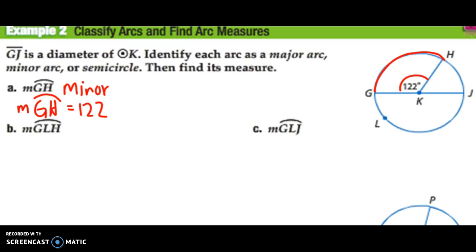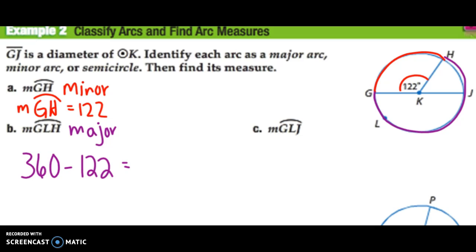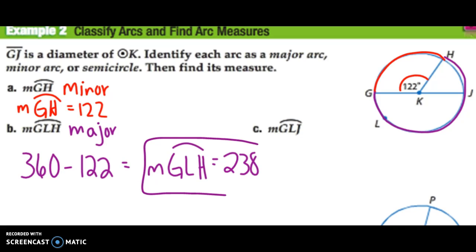Next one, letter B. The measure of arc GLH, GL all the way to H. Now that's going to be a major arc because it's the rest of the circle other than the 122 degrees. And so what we're going to do is take 360 minus 122, and we find that the measure of arc GLH is going to be equal to 238. I found that just by taking 360 minus 122.